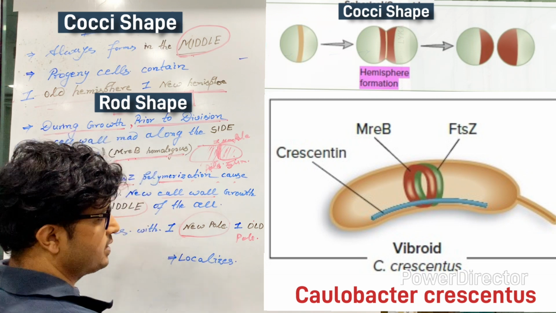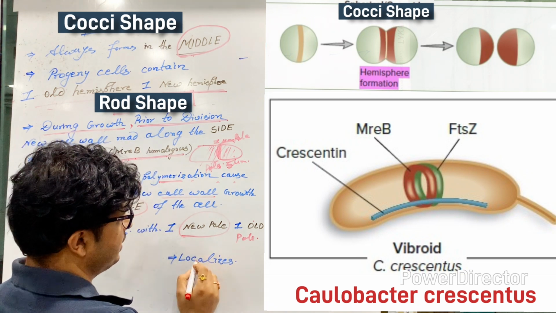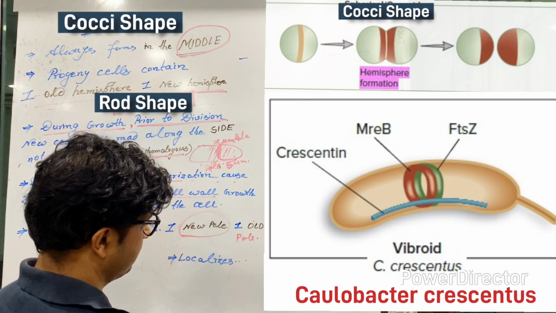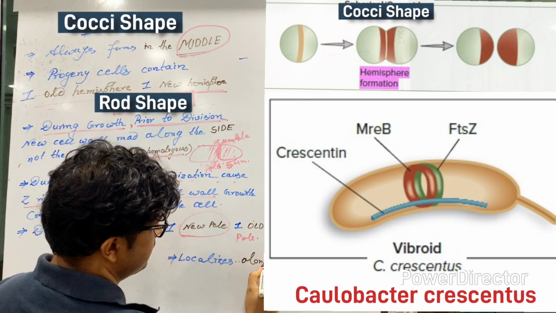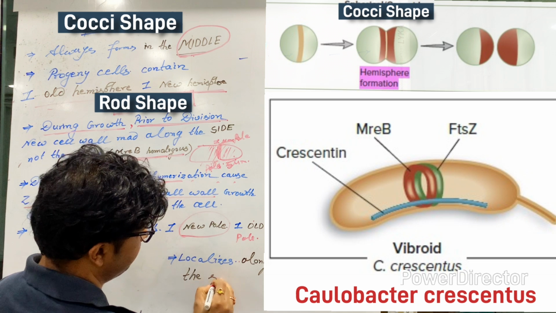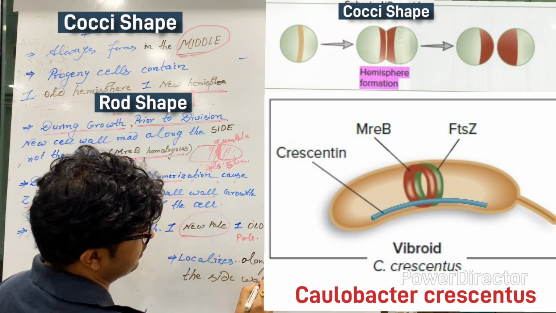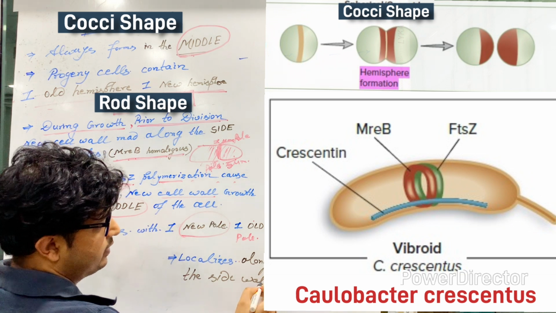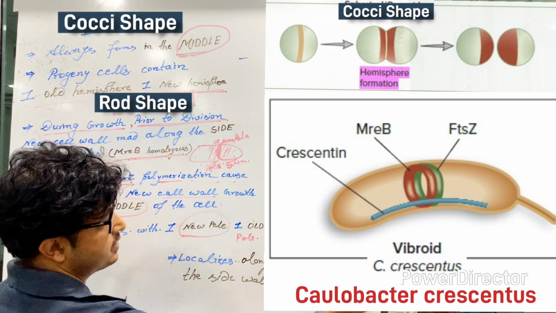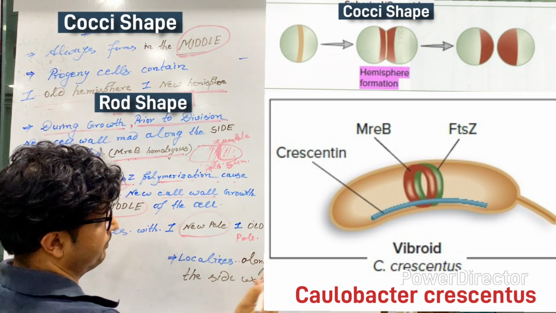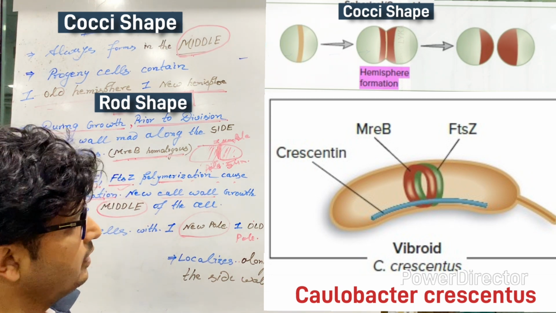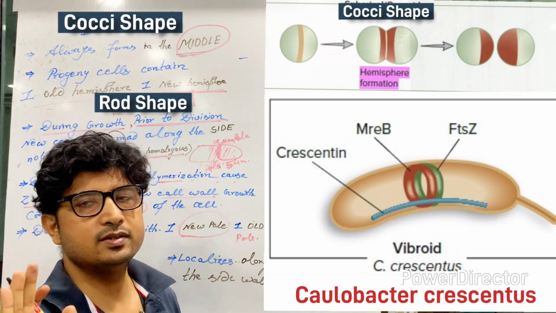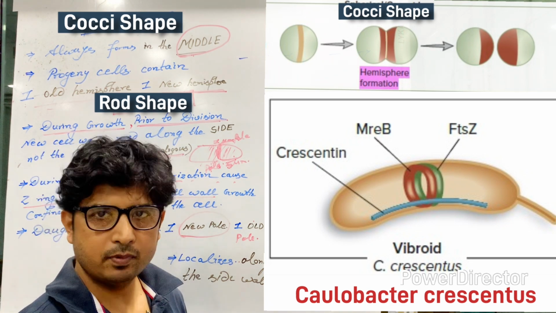So why is it comma-shaped? Actually, this crescentin localizes along the side wall, as you can see in the picture. This MreB and FtsZ is in the middle at the upper hand, and the side wall contains this crescentin in the lower portion, you can see. Now what is the function of this crescentin? MreB and FtsZ is normal functioning. They are helping in peptidoglycan synthesis. Already there is synthesis of peptidoglycan.